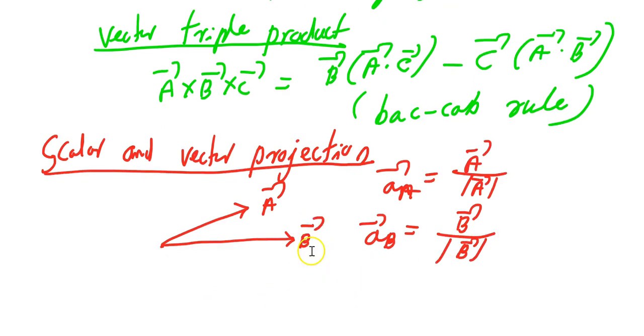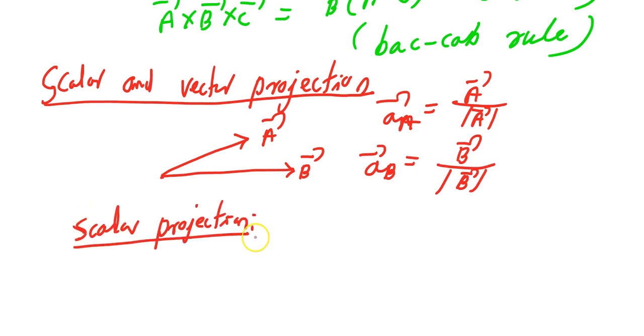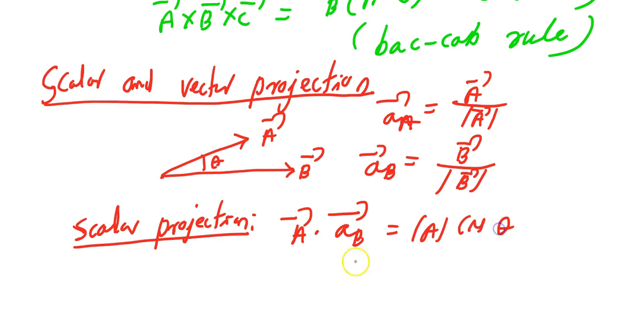Here I'll show two types of projection. Scalar projection: what is scalar projection? Scalar projection of A along B is the scalar component of A along B. That means A dot the unit vector along B. That will give you the magnitude of A times cos theta.